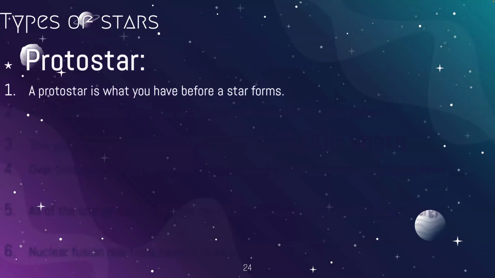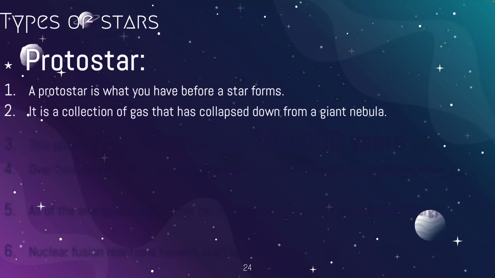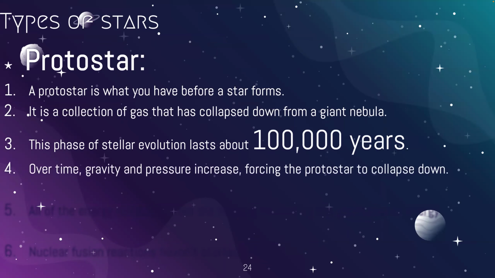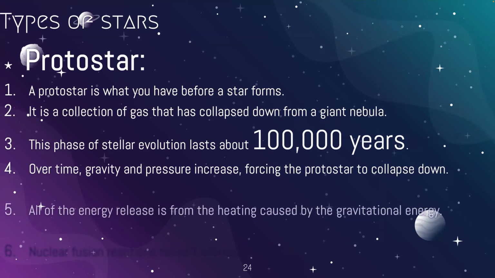First, we have protostar. A protostar is what you have before a star forms. I told you that this is the time where the heat is produced by the collapsing of the material due to the gravitational force. It is a collection of gas that has collapsed down from a giant nebula. This phase of the stellar evolution lasts about 100,000 years. Over time, gravity and pressure increase, forcing the protostar to collapse down.